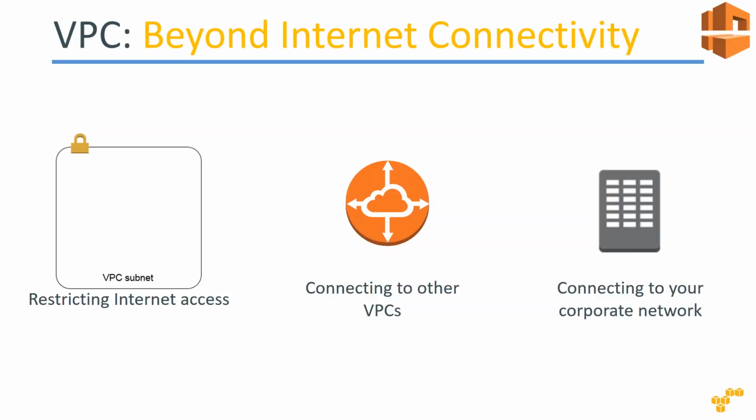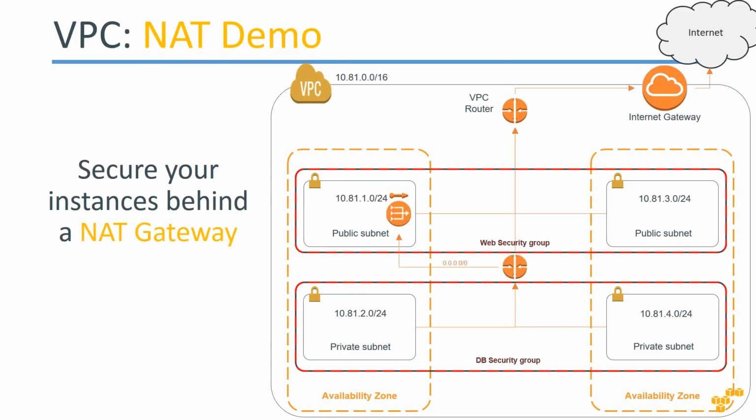Then the final common use case with VPCs is connecting to your corporate network. So we'll go ahead and see how to do some of them. So the first thing is NATing.